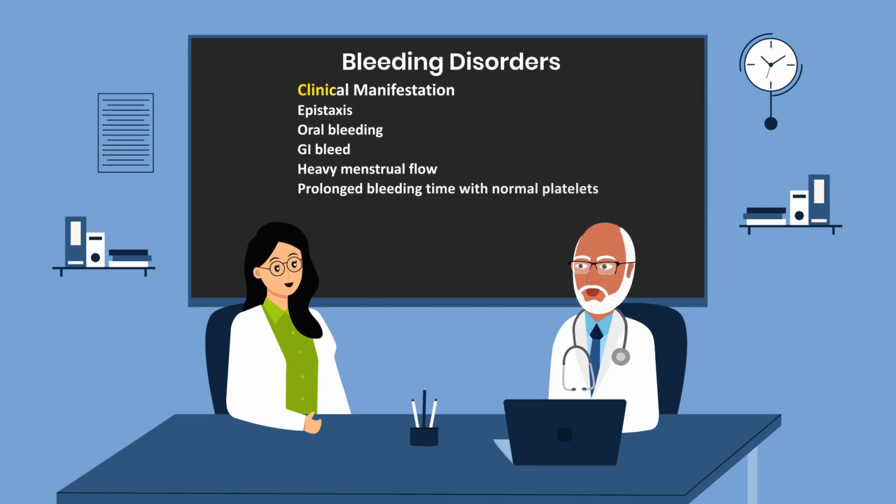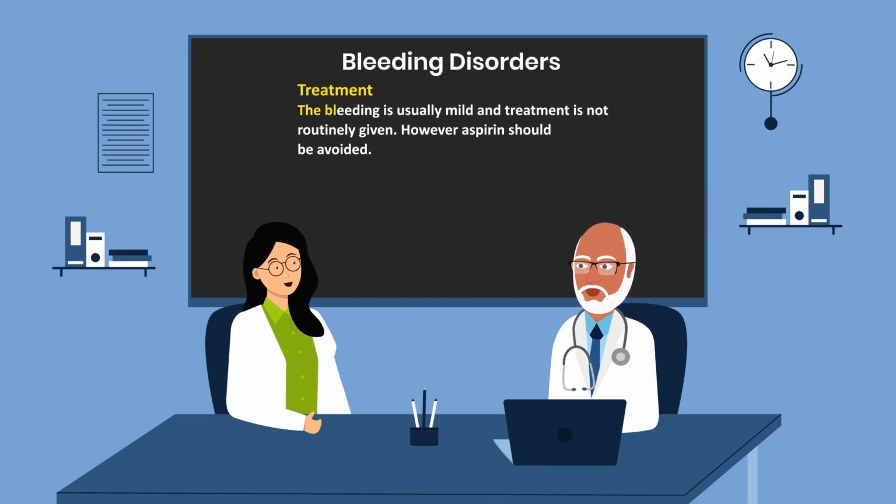The clinical manifestations of von Willebrand disease would include epistaxis, oral bleeding, GI bleed, heavy menstrual flow, and prolonged bleeding time with normal platelets. The treatment. The bleeding is usually mild and treatment is not routinely given. However, when treatment is being considered, one of the things that needs to be done is to avoid aspirin.